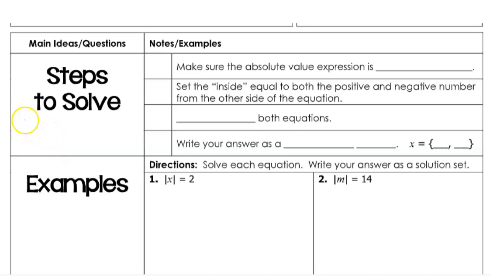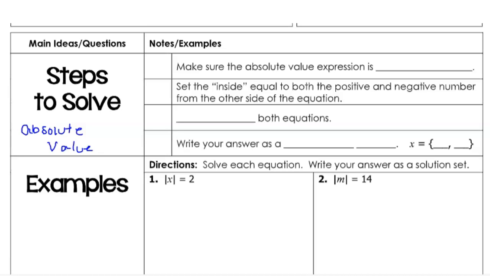Okay, let's talk about what these lines are. These lines right here are called the absolute value. Those are absolute value bars, right? And they mean something, okay? So I want you to know what the absolute value means when you see the absolute value bars. The absolute value actually means the distance away from zero.